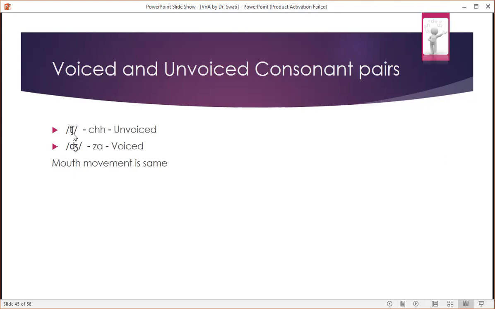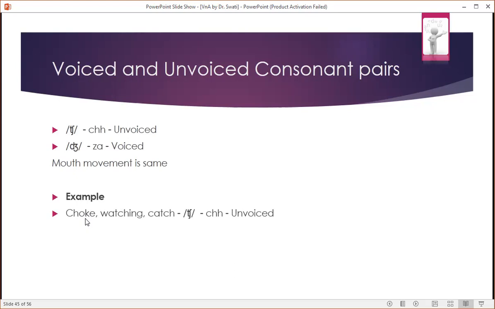Now if you see this particular sound, which is a combination of two sounds, T and the SH sound together give the CH sound, and D and Z together give the J sound. So let's see some examples.